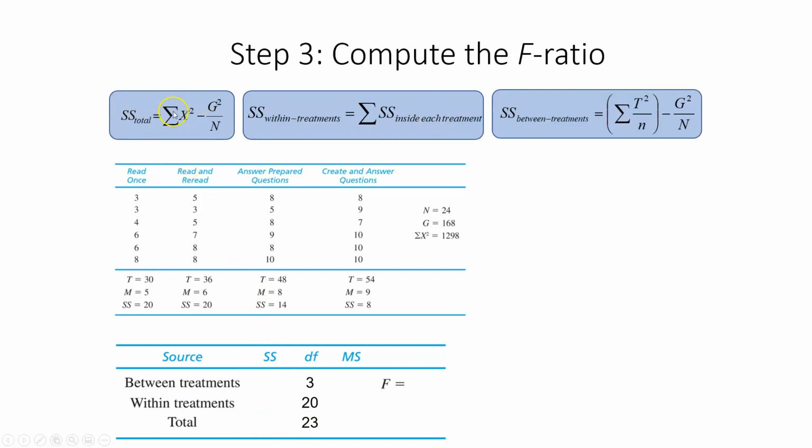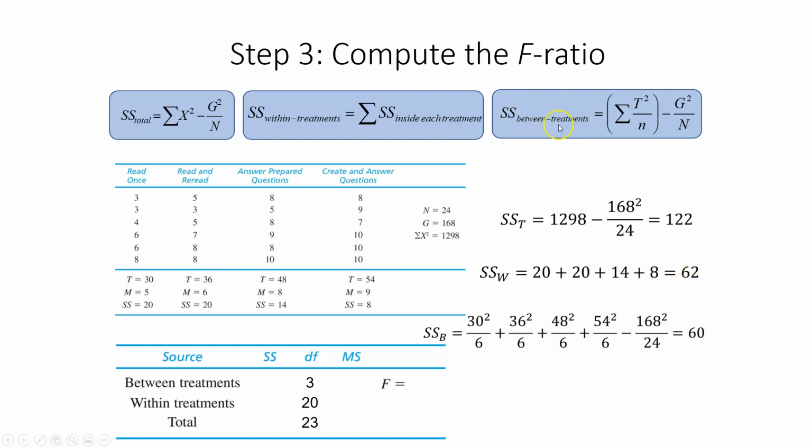Here are our formulas. The sum of the x squared minus G squared over N. That is 1298 right there. G squared, 168 squared, divided by the big N, 24, equals 1176. The second one is the sum of squares within treatments, which in other words is the sum of squares inside each treatment. So the sum of squares here, plus this one here, plus this one here, plus this one here: 20, 20, 14, and 8 is 62.